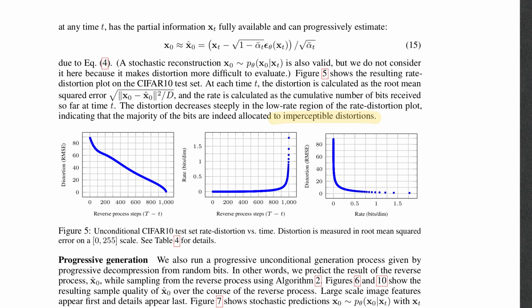From the rate-distortion theory analysis, they focus on these terms, or these plots over here. With the algorithm they mentioned, they discussed that the distortion decreases steeply in low-rate regions of the rate-distortion plot, indicating that the majority of bits are indeed allocated to imperceptible distortions.